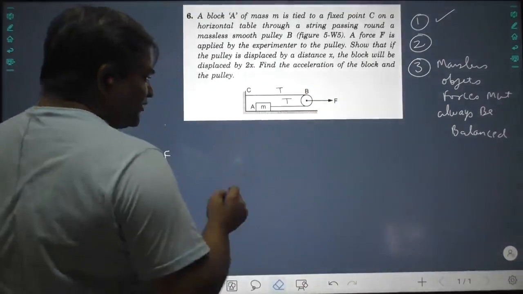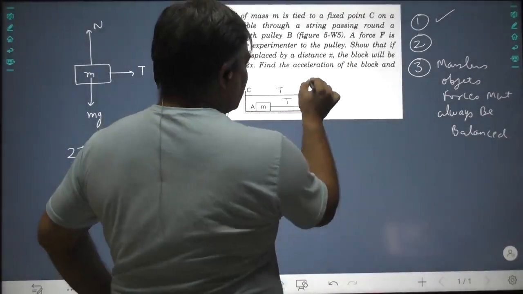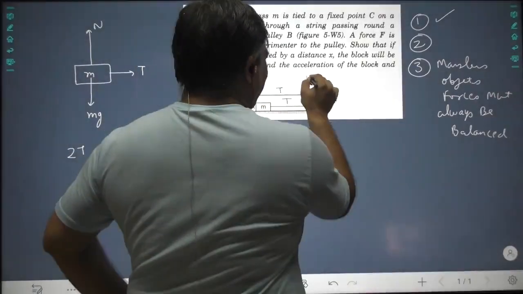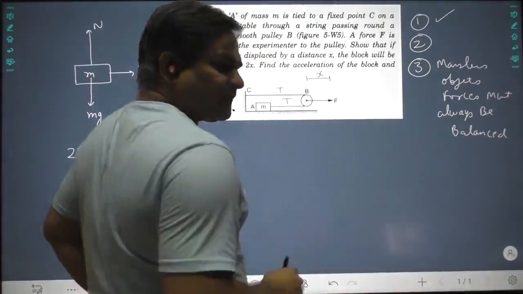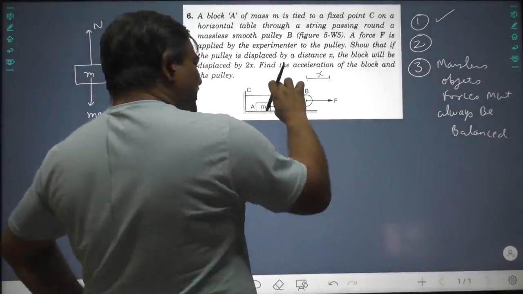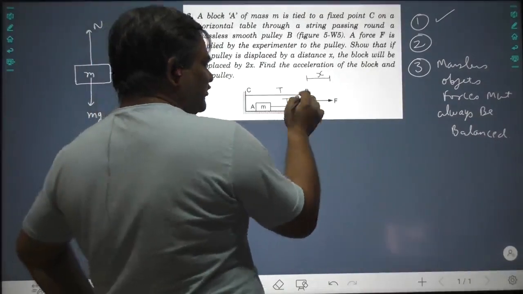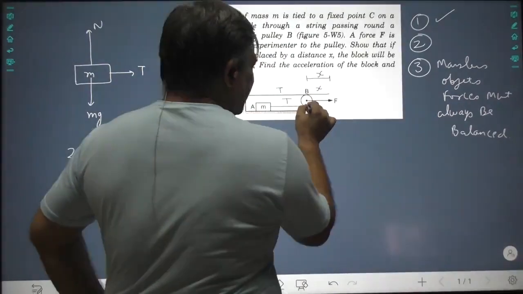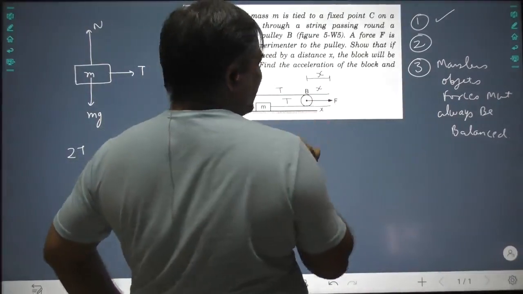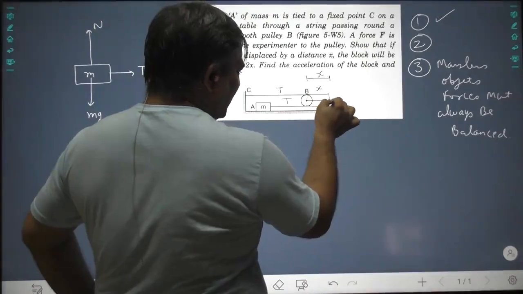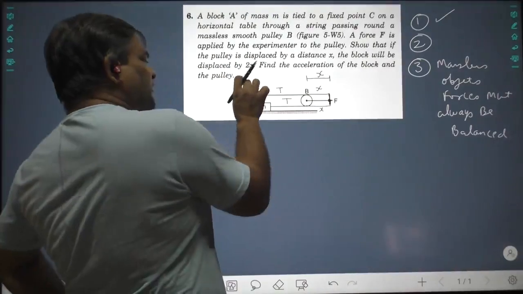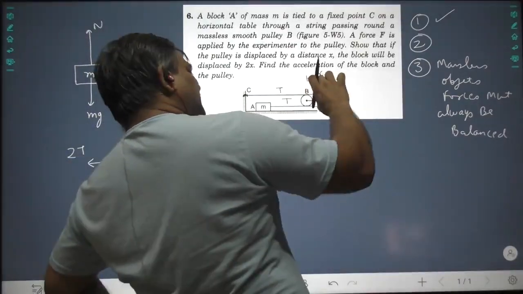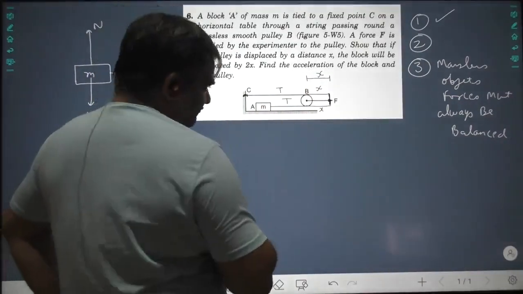Now see, if this particular thing moves by a distance x, then the string is in 2. Here also it will get extended by x, and here also it will get extended by x. Now this particular extension cannot come from C because it is tied at C. This particular extension has to come from here.